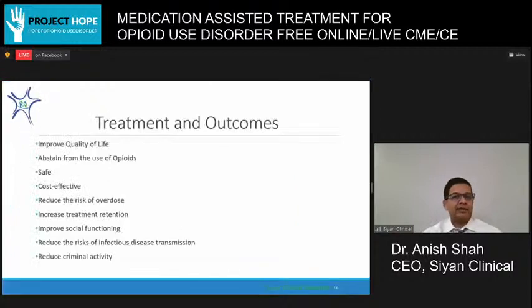And then once again, it improves quality of life, it's safe, it's cost effective, it reduces the risk of overdose, and this is the biggest plus in using MAT treatment. It also increases treatment retention. For those of you who are doing psychotherapy or counseling, your likelihood of success with your patient is going to be much greater if you use buprenorphine treatment along with psychotherapy. And then it also improves social functioning. It reduces criminal activity. This is a very big thing.